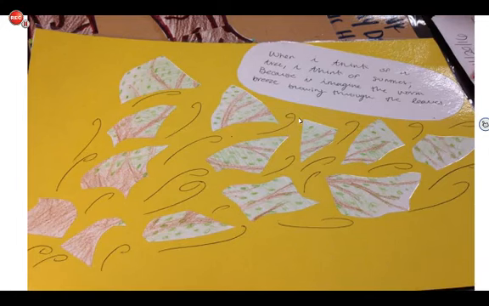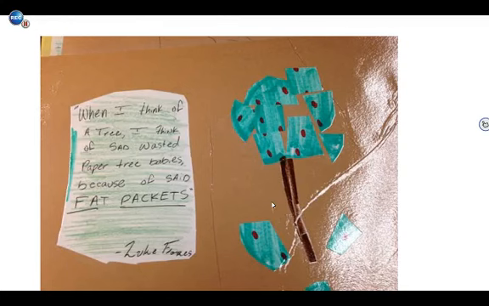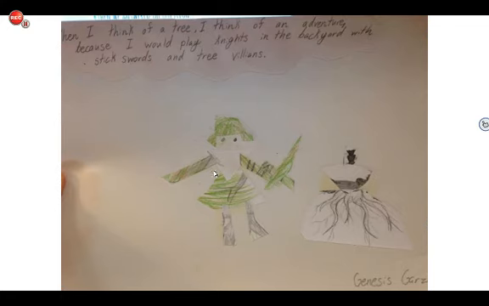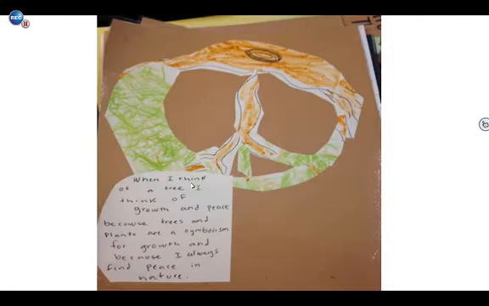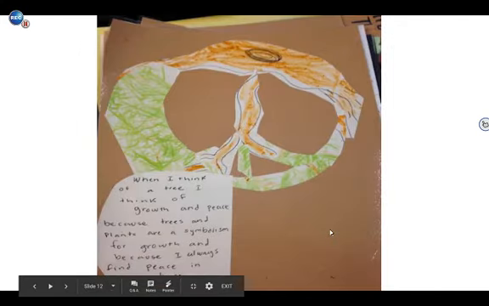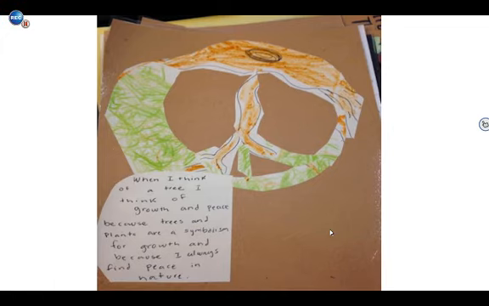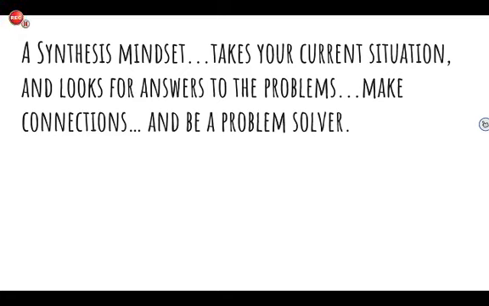This one, when I think of a tree, I think of summer because I imagine the warm breeze blowing through the leaves. When I think of a tree, I think of sad wasted paper tree babies because of said fat packets. And we'll reference fat packets a little bit later. When I think of a tree, I think of adventure because I would play knights in the backyard with stick swords and tree villains. When I think of a tree, I think of growth and peace because trees and plants are symbolism for growth and because I always find peace in nature.